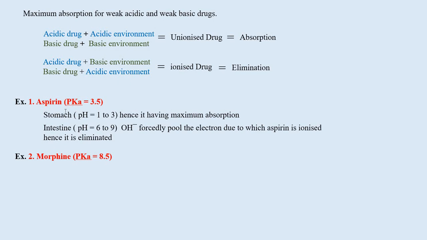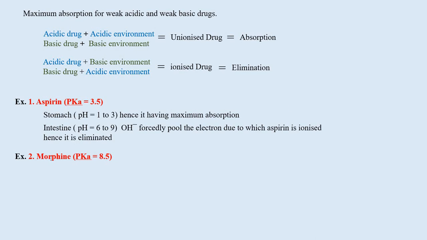So in that tissue, aspirin is mostly in unionized form, so it is easily absorbed. But suppose that aspirin is in the intestine, where the pH is high. The intestine has a basic pH. In that case, the OH forcefully pulls the electron, due to which aspirin gets ionized. The OH group from the aspirin is forcefully pulling the electron from the environment. So that's why aspirin gets ionized, and hence it is eliminated.